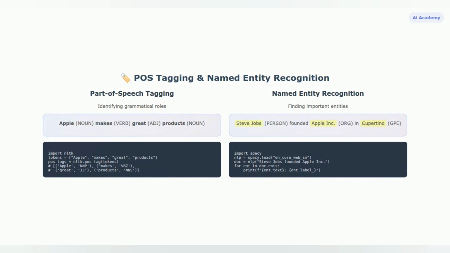Chunking and named entity recognition, or NER, identify important phrases and entities in text. NER assigns names of people, places, organizations, dates, and other significant information. This is incredibly useful for information extraction, content analysis, and building knowledge graphs.